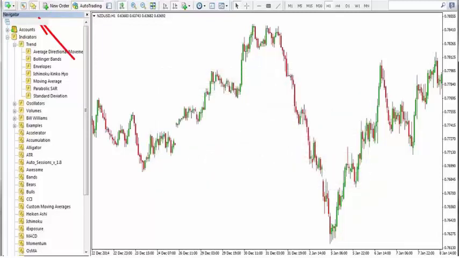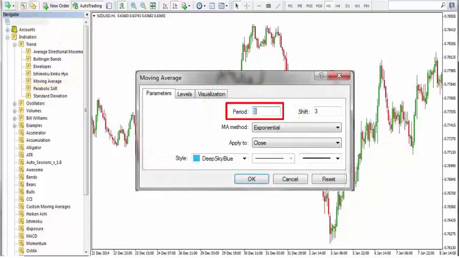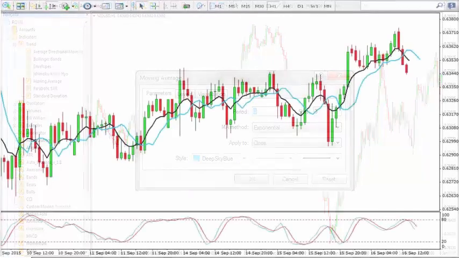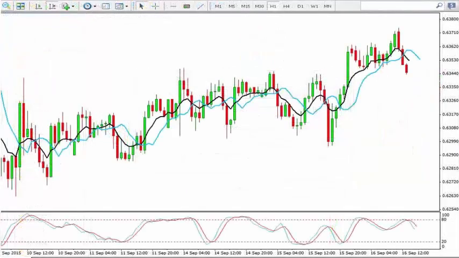Go up to Navigator and double left-click Moving Averages. Change the period to 8, and now I want you to add a shift of 3, which means you are predicting the market 3 candles ahead. Choose Exponential and change the color to blue, and then you can hit OK. And there you are. You have your 2 moving averages on your charts, and we are going to use moving averages to time our trades. This is very, very important stuff.